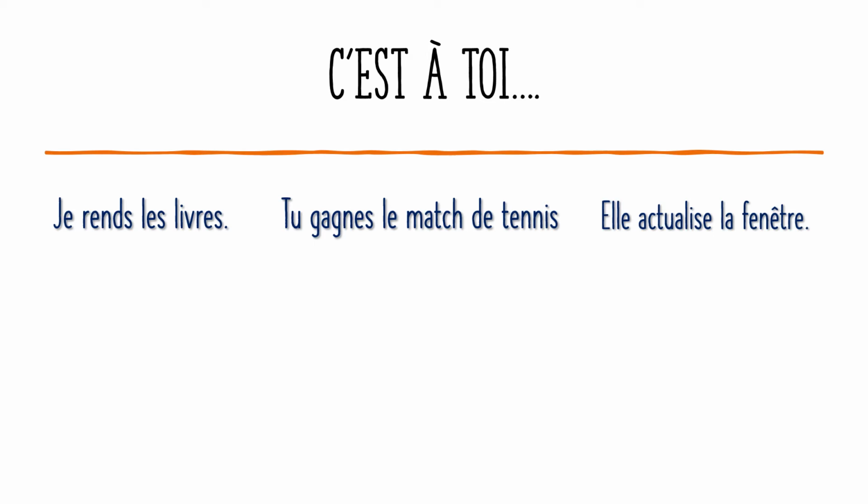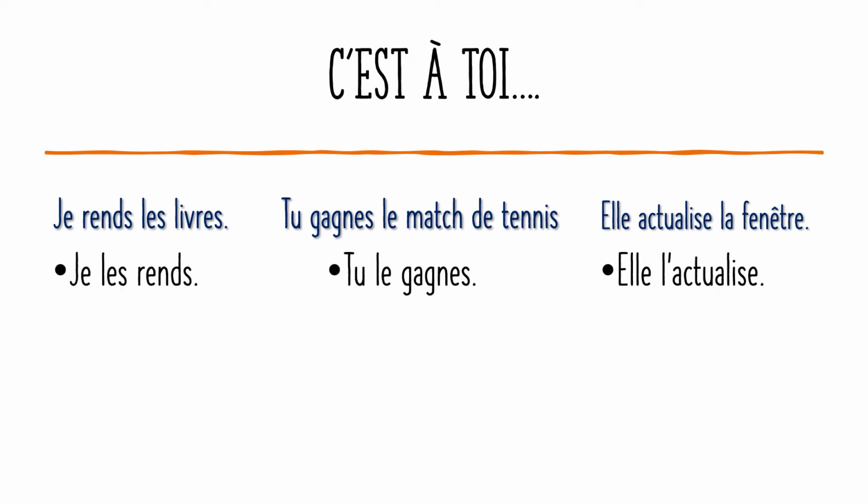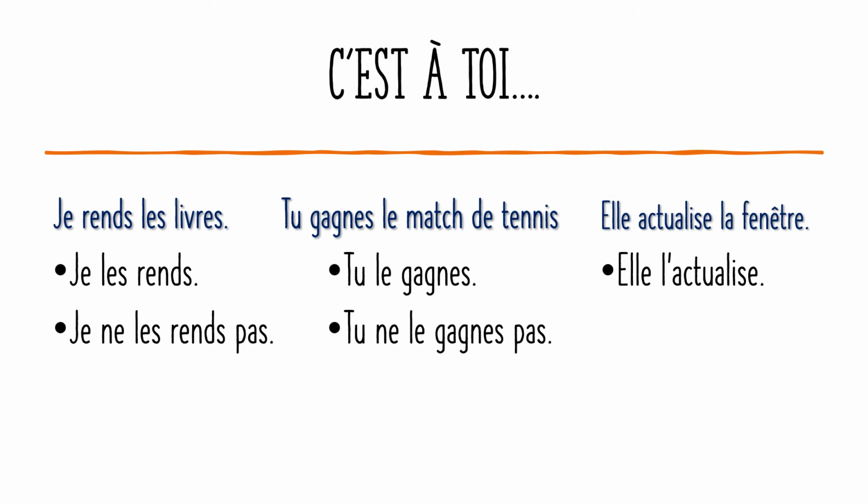Okay, mesdames, messieurs, hopefully you had a chance to work on it. Let's see. Did you put je les rends for the first one? I'm taking them back. Je les rends. Tu le gagnes. You're winning it. And elle l'actualise. She is refreshing it. Now, when you made them negative, hopefully you put the ne and the pas in the right place, and you have je ne les rends pas, and tu ne le gagnes pas, and elle ne l'actualise pas. If your sentences look like these, fantastique, bravo, je vous applaudis, I applaud you.